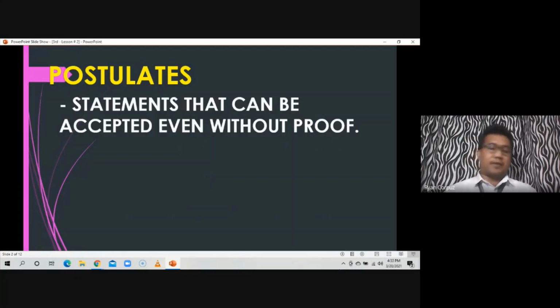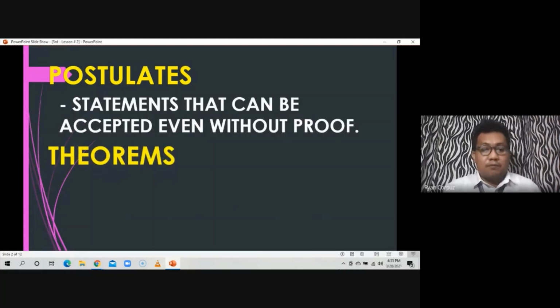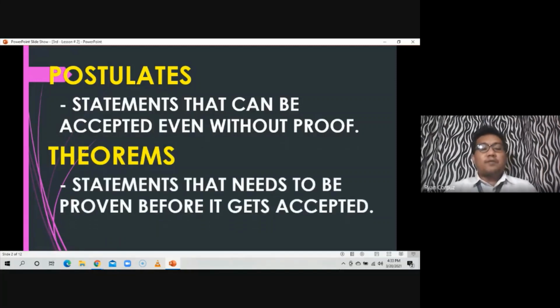But when we say postulates, so aside from postulates, we need also to know theorems. So meron din tayong tinatawag na theorems. Ano ba yung theorems naman? Theorems, these are statements that need to be proven before they get accepted. So the usual is that when you are going to make use of a theorem in order for you to solve a specific problem in geometry, you have to prove first that given theorem. So, para malaman mo, para magamit mo siya in order for you to solve that specific problem in geometry.